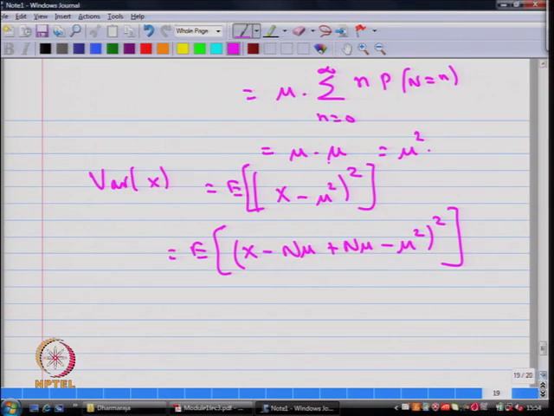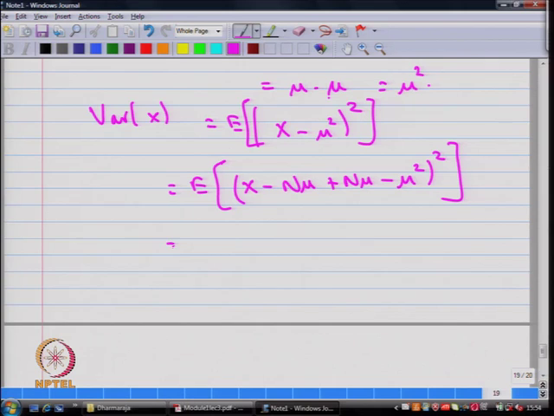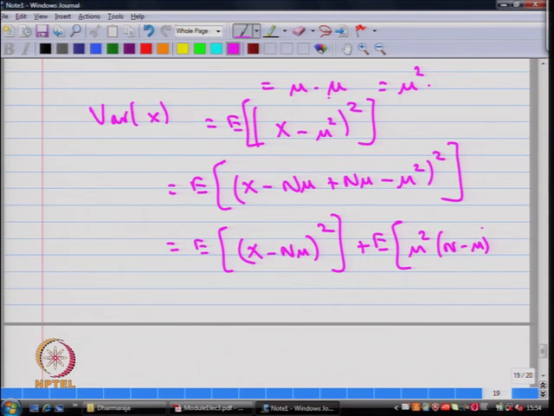One can expand, therefore, you will get expectation of x minus n times mu the whole square plus expectation of mu square multiplied by n minus mu the whole square, and the third term becomes 2 times expectation of mu multiplied by x minus n mu into n minus mu, by taking mu outside.